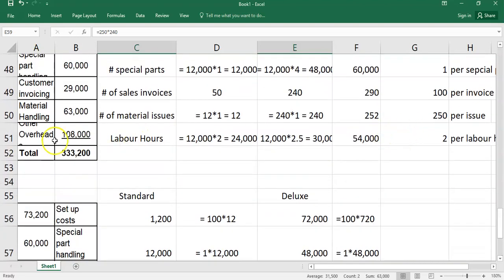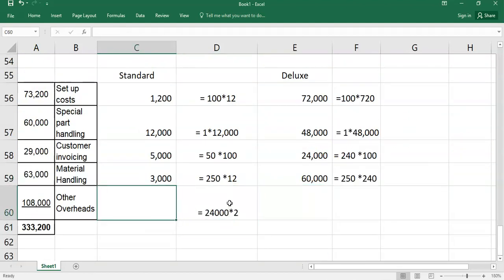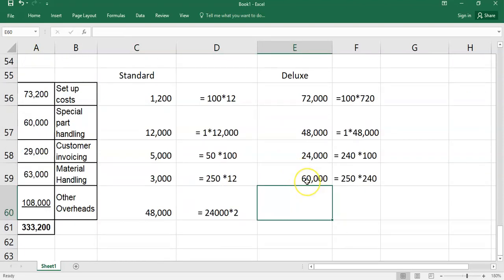Lastly then, you're allocating the other overheads on €2 per labour hour. This is 24,000 times 2, which is 48,000. And this then is going to be 30,000 times 2, which is 60,000. And 48 plus 60 gives you your 108 total.